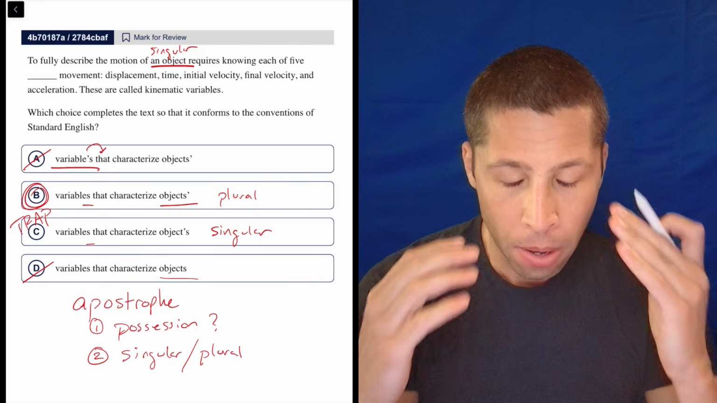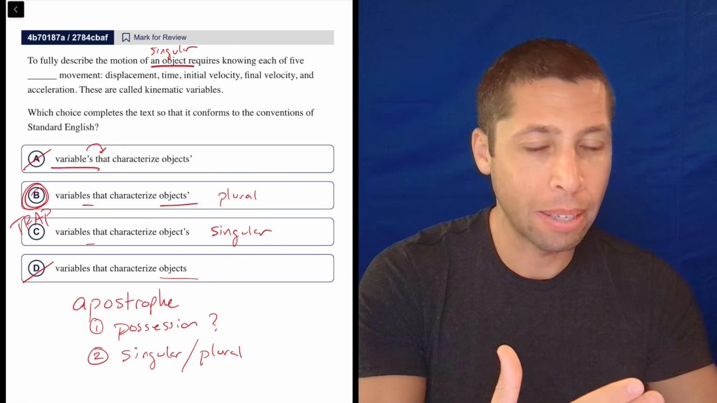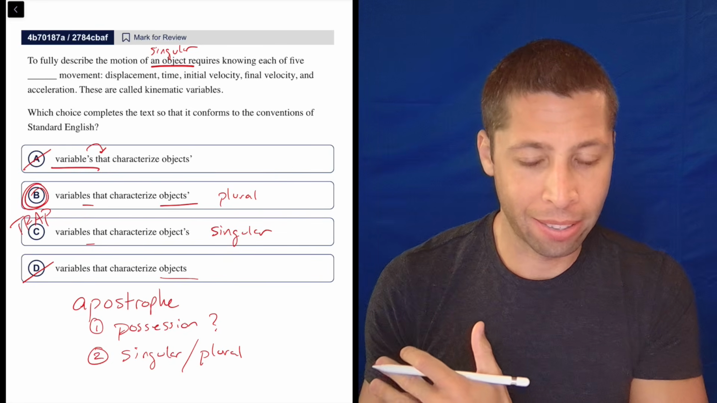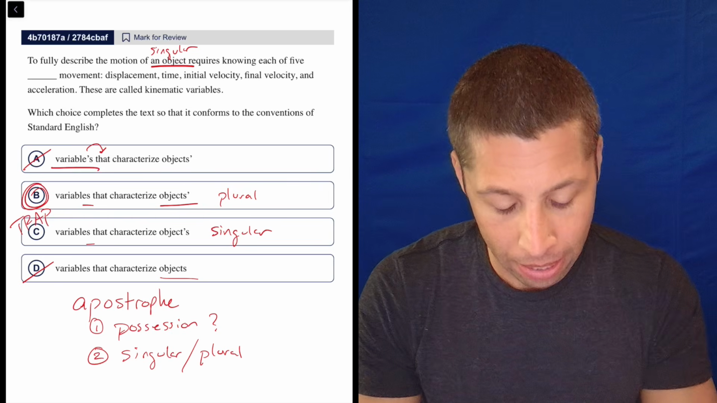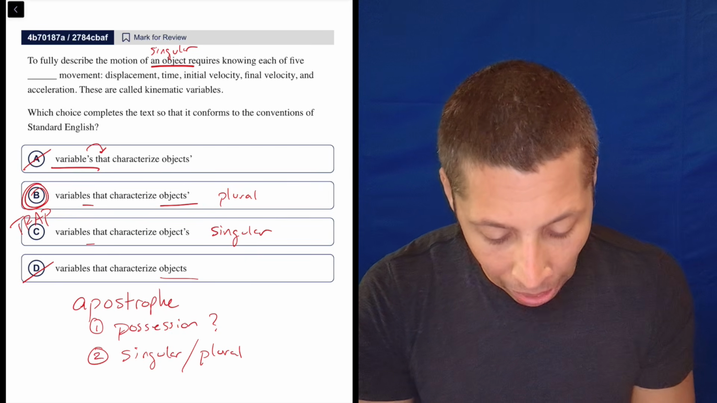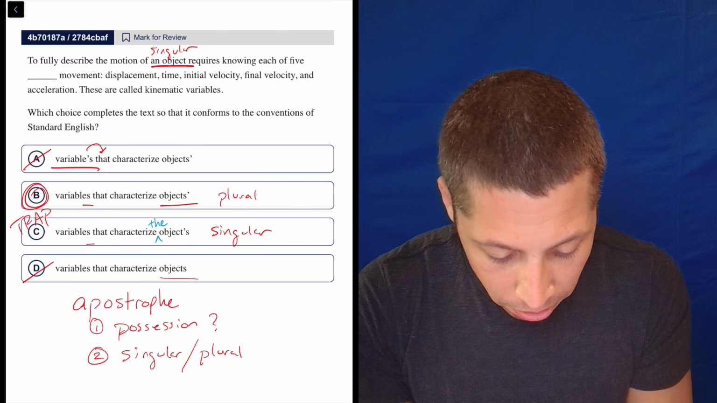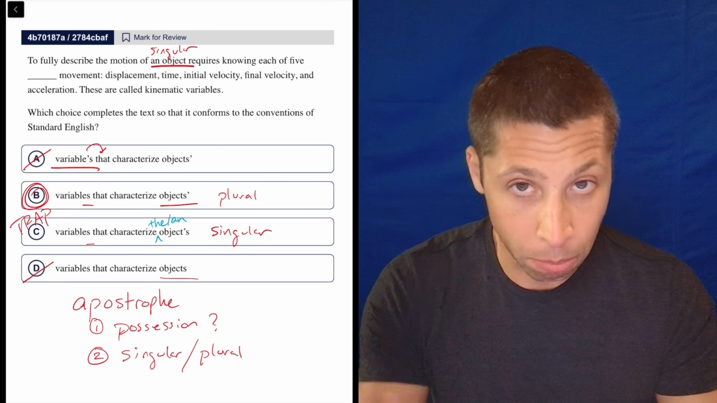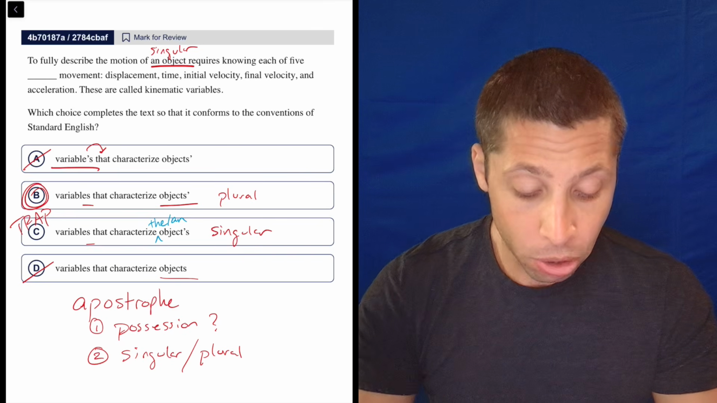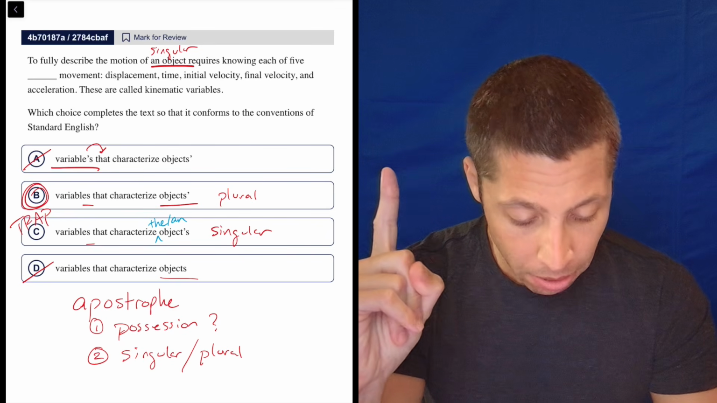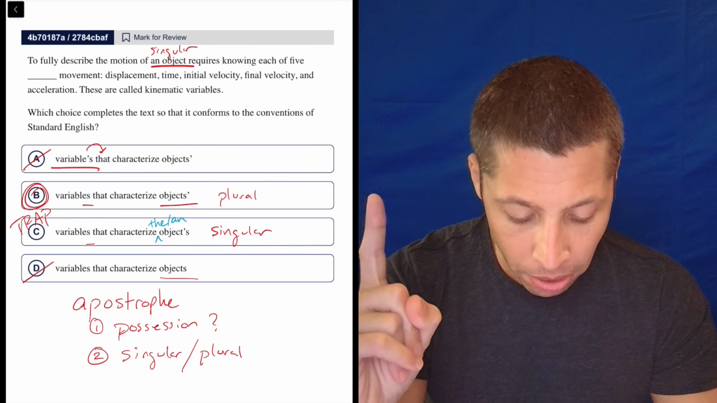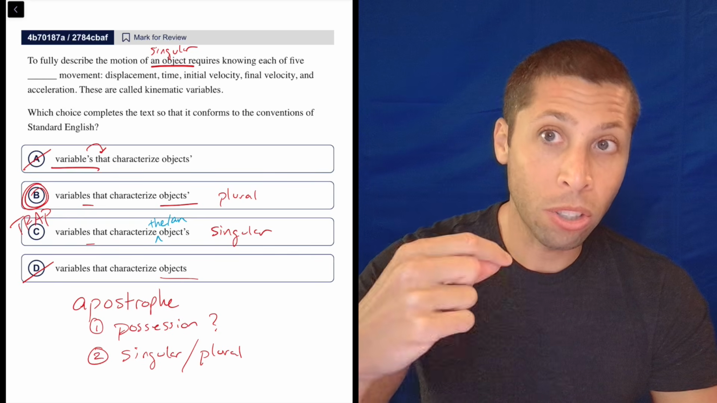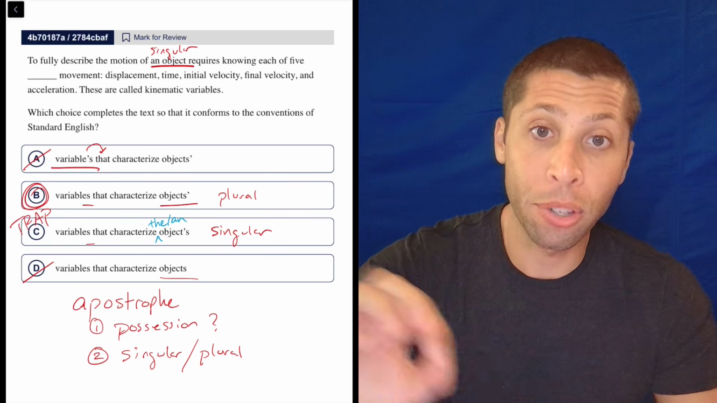In a way, we're referring to something here. We're talking about something that is not anywhere else in the sentence. The way I would know that is that this sentence is missing something. In order for choice C to be correct, we would need to insert a the or an right there before the word object, right? So let me read that. To fully describe the motion of an object, one object, requires knowing each of 5 variables that characterize the object's movement. Meaning now we're still talking about this one hypothetical object that we brought up earlier.